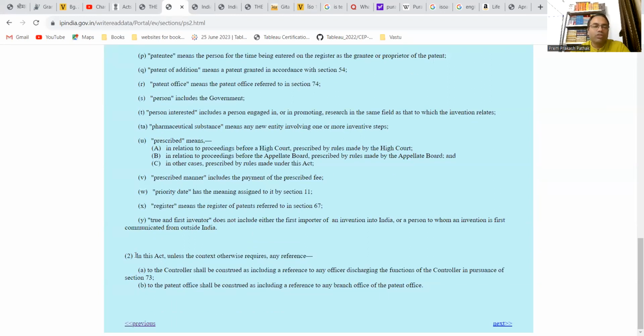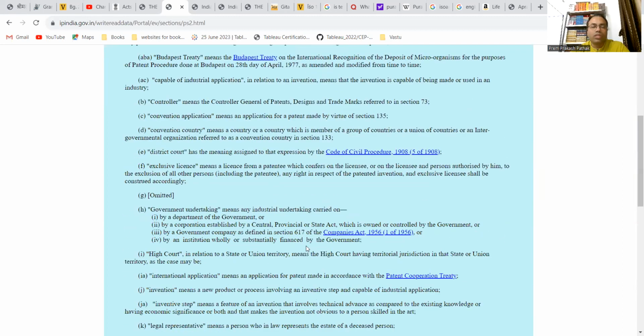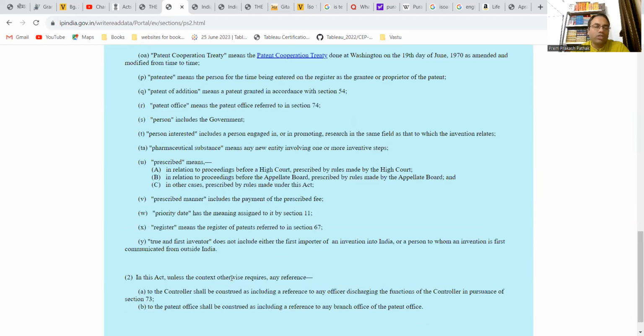And then last for this section, section 2, definition and interpretation, subsection 2: in this act, unless the context otherwise requires, any reference to the controller shall be construed as including a reference to any officer discharging the function of controller in pursuance of section 73. So unless the context otherwise requires, this is the double negative sentence. It means that in this act, any reference to controller also includes an officer if the controller is assigning somebody else.